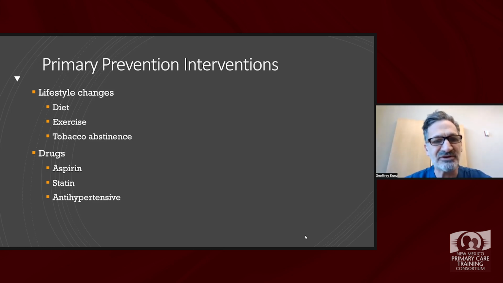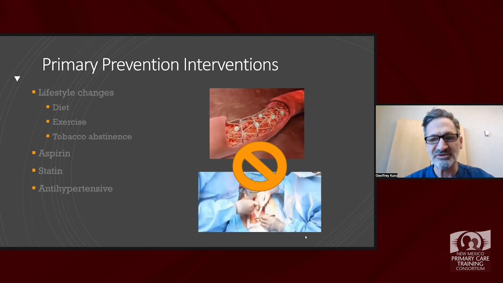And then the second class of interventions are more doctor things, prescribing drugs, medications that will reduce their risk of having their first event. And again, this is primary prevention. So these are people who have not had any clinical cardiovascular disease at the time of your visit with them. What you're not using as a primary prevention intervention is revascularization.